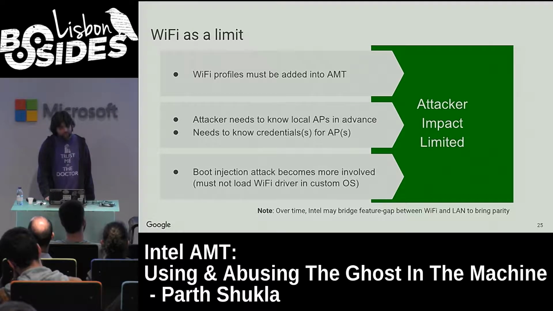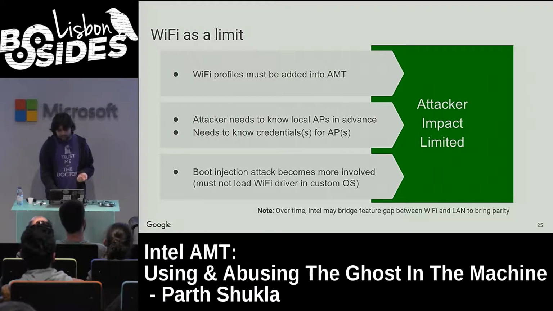Again, also, to use Wi-Fi, the profiles for Wi-Fi must be loaded into AMT. So AMT supports up to 16 Wi-Fi profiles. The attacker needs to know which local APs are likely to be available and know the credentials, passwords or certs to connect to them. So if you're surrounded by well-known APs, then you should care about this a bit more.